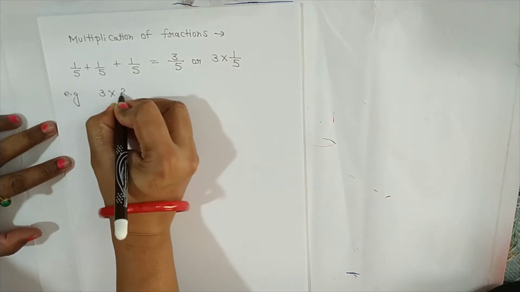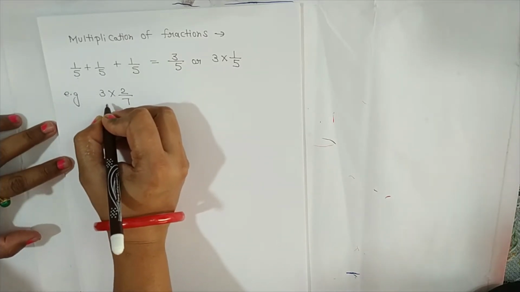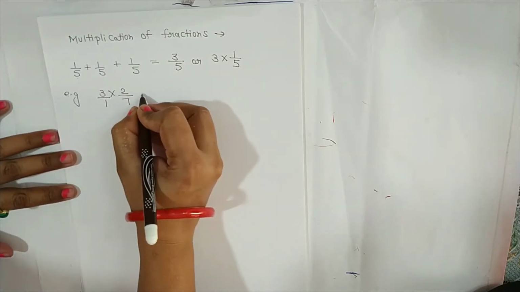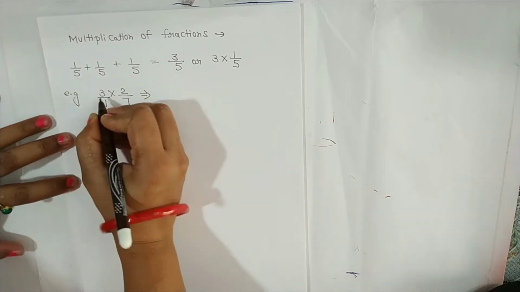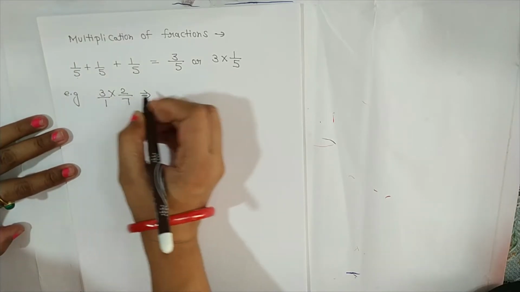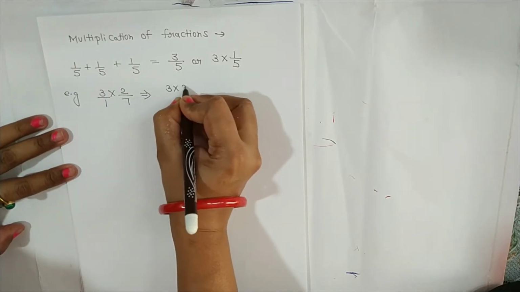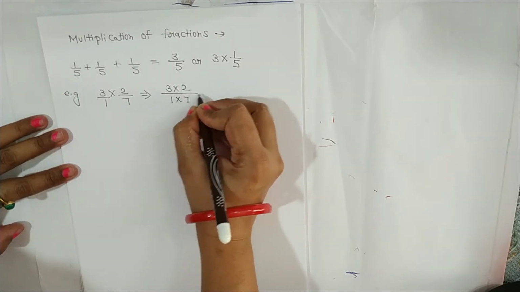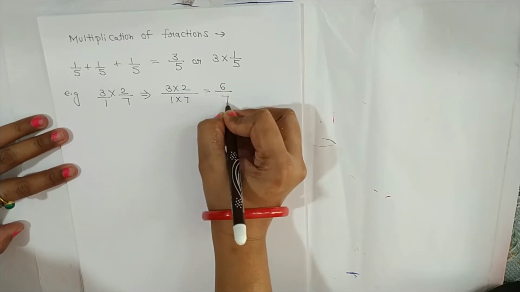3 into 2 upon 7. So you can write it as 3 upon 1. So what is the method? You have to multiply numerator by numerator, that is 3 into 2, and denominator by denominator, 1 into 7. So it becomes 6 upon 7.